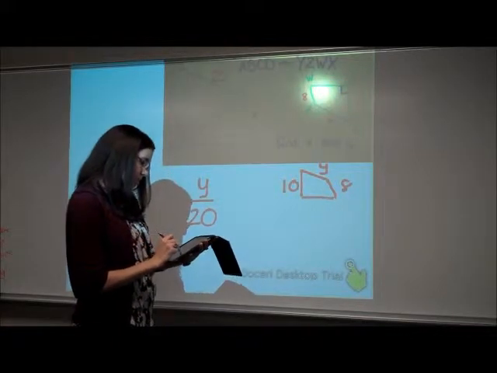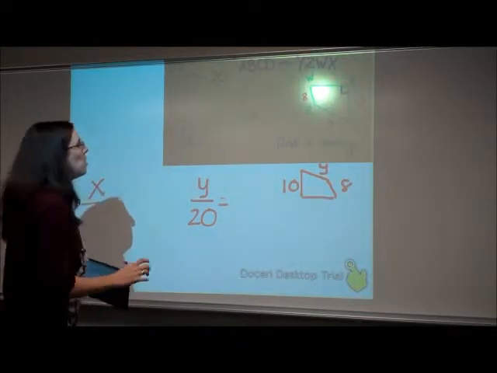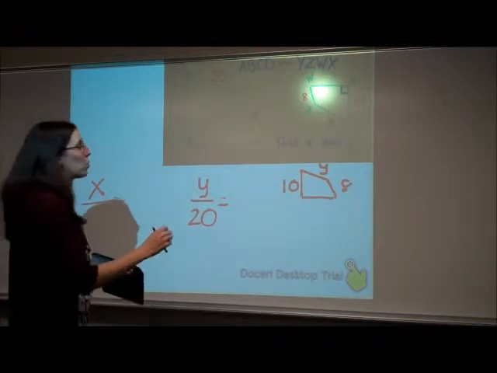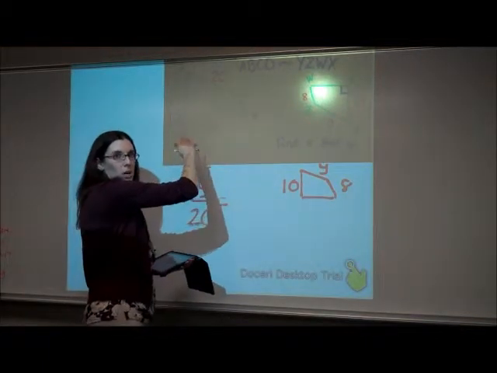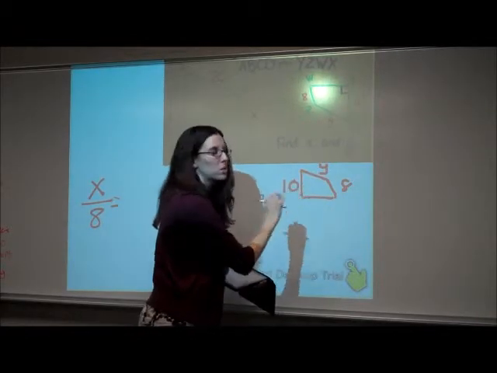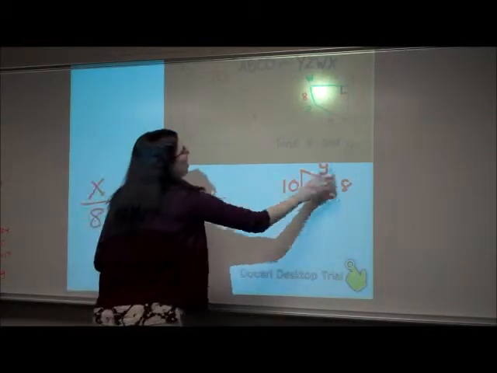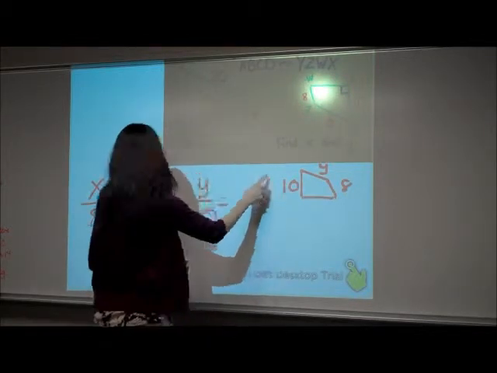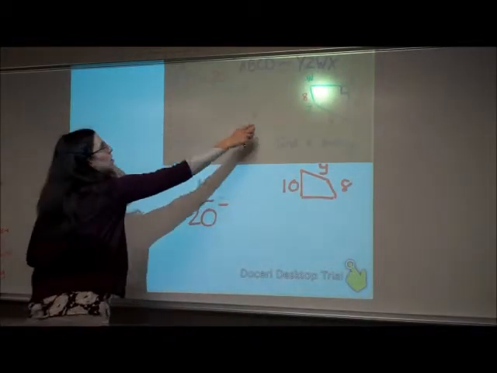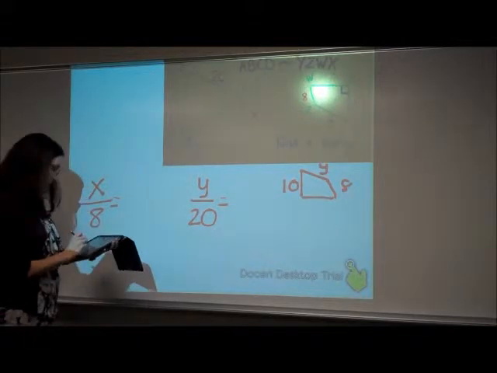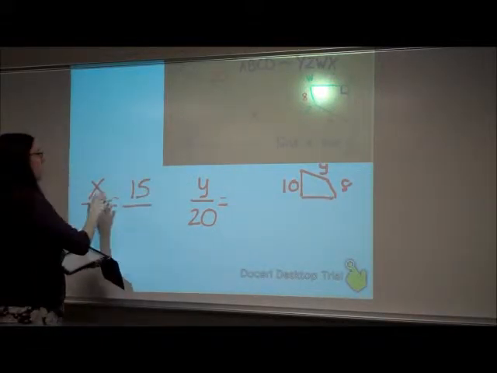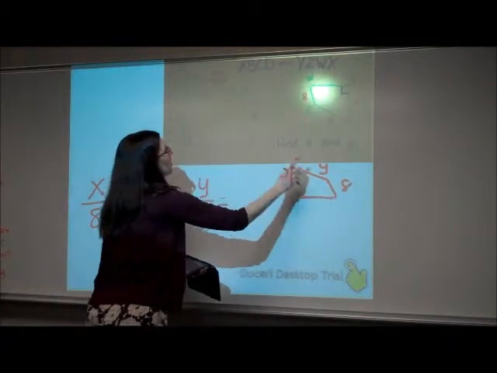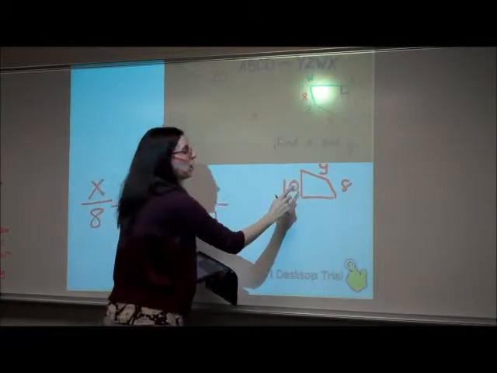Now, we need to look for a match, where we know one side of our big polygon and we know its corresponding side. Well, the 8 and 20 doesn't work, but the 15 and 10 does. So which one's with x? The 15. So I'm going to put 15. So it's x over 8 is equal to 15 over 10.